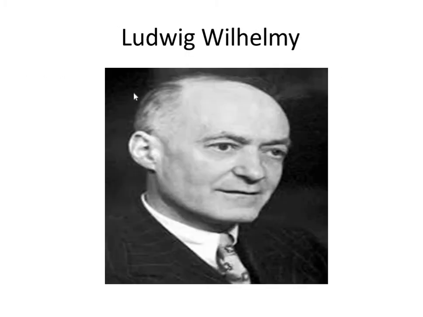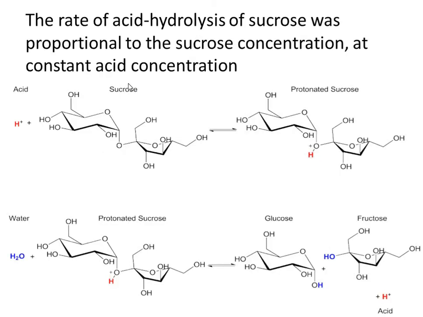Ludwig Wilhelmy in 1850 showed that the rate of acid hydrolysis of sucrose was proportional to the sucrose concentration at a constant acid concentration. All the terms were defined in the previous part. Therefore, we would say that this reaction was a first order reaction with respect to the sucrose.